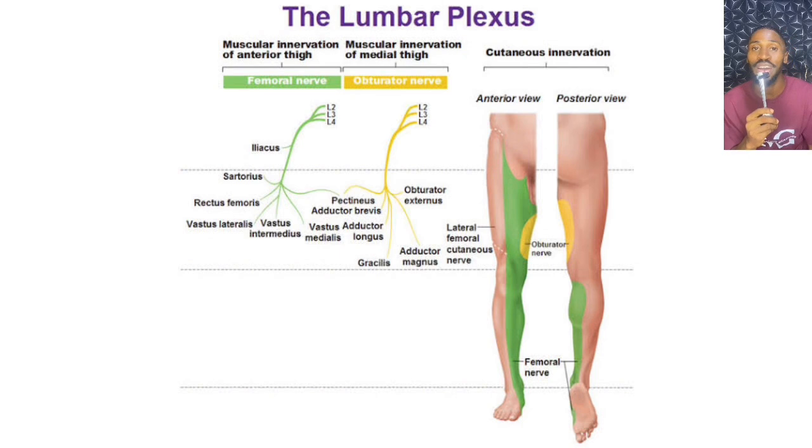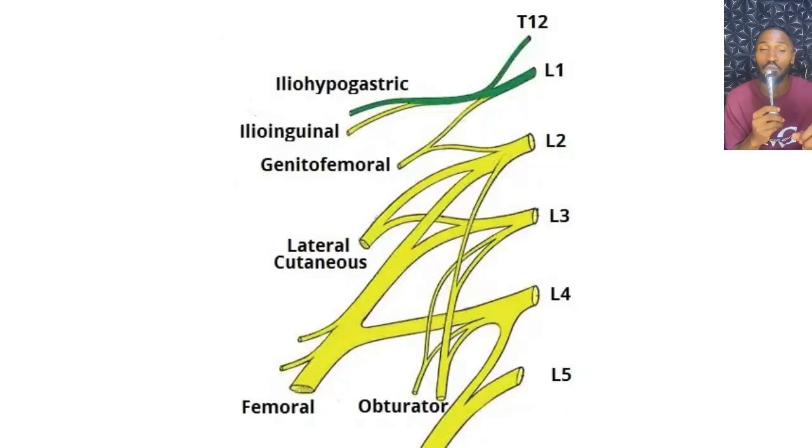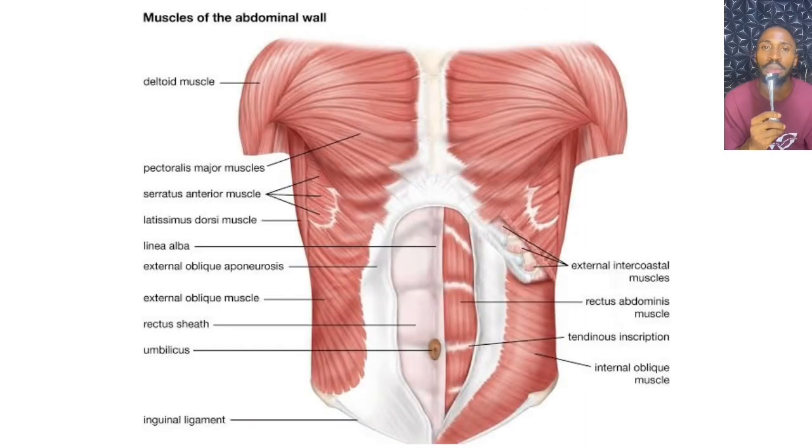Now, first of all, T12 is a subcostal nerve. It is not a major branch of the lumbar plexus, but it just gives a contribution. So one thing you have to understand is the first branch here, which is the iliohypogastric nerve. What does the iliohypogastric nerve innervate? The anterior abdominal muscle around the hypogastric region.